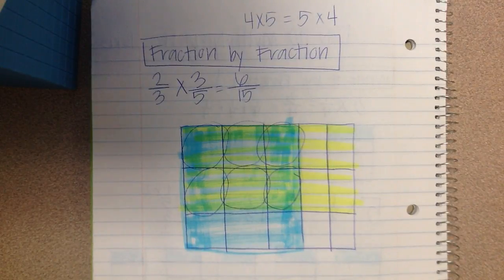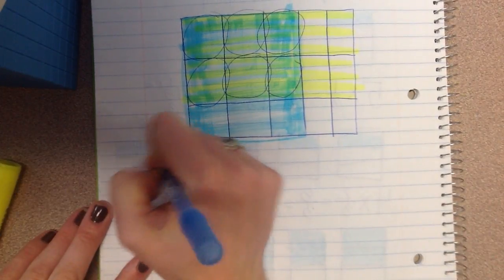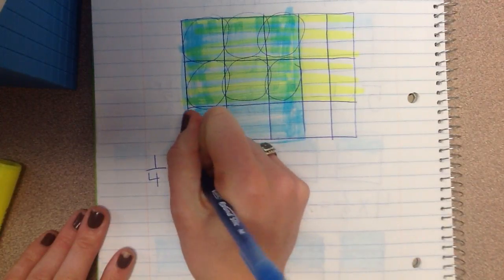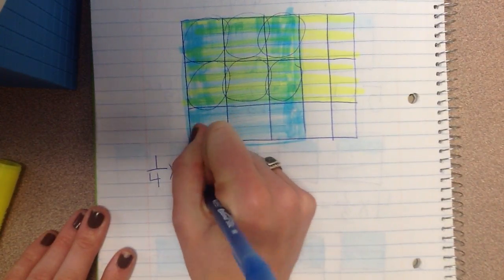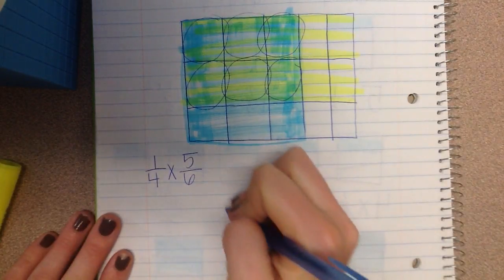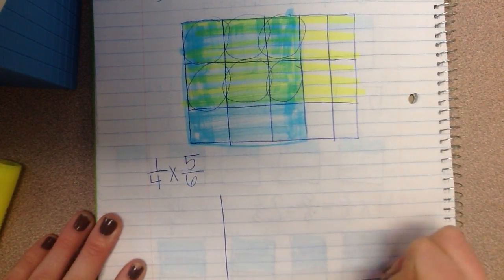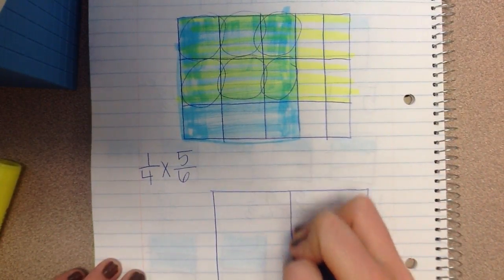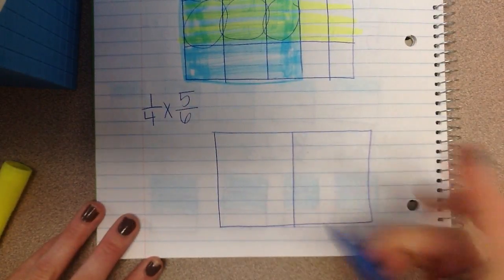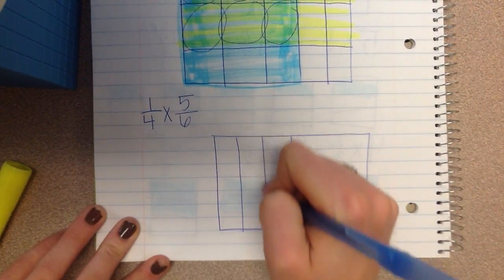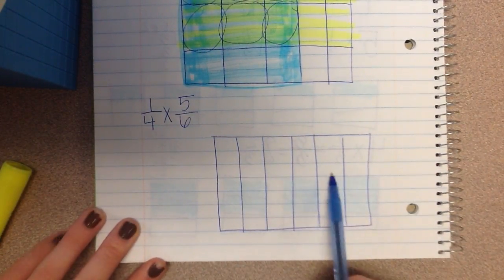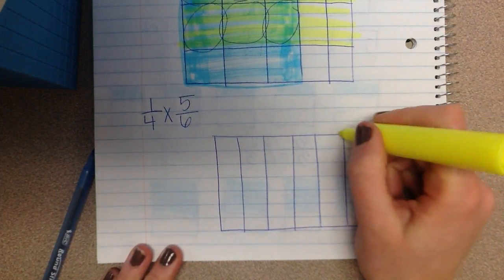So, one more problem. I'll make it easy. 1/4 times, say 5/6. Okay, so because this is longer, I'm going to use this one for my sixth. So I've broken into 1, 2, 3, 4, 5, 6. And I'm going to color in.